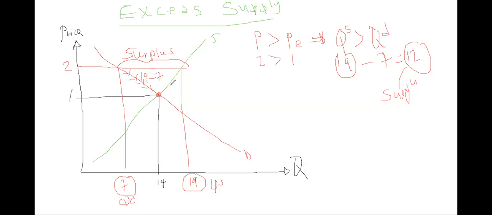Because the sellers have 19, while buyers want to buy 7, in the market there will be leftovers. So because sellers want to sell this surplus, they will reduce the price from 2 to 1. So this is how equilibrium will be restored in the market.